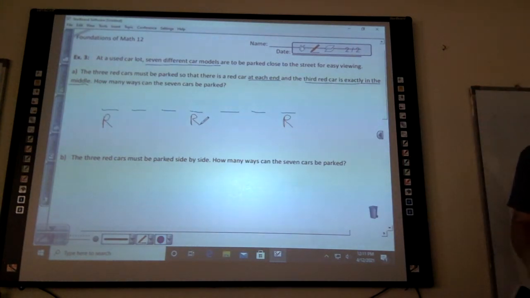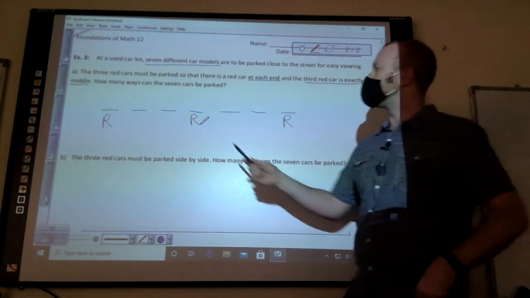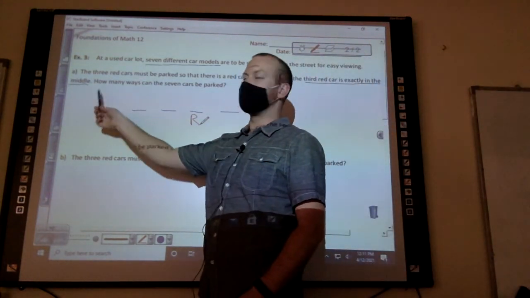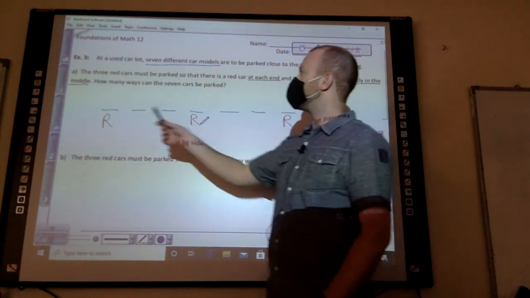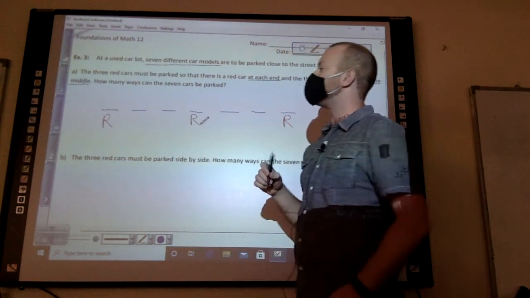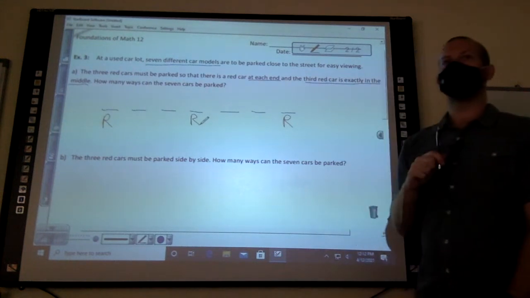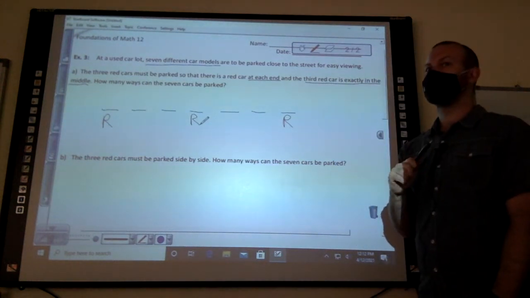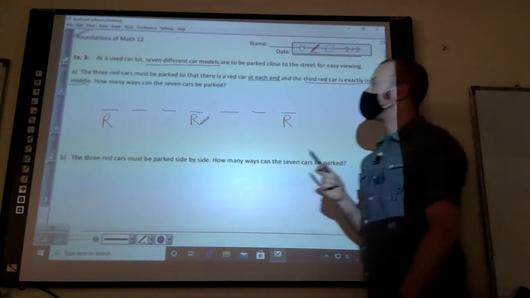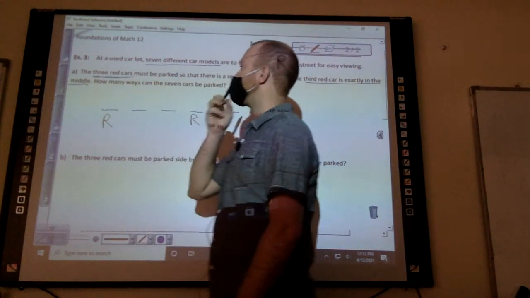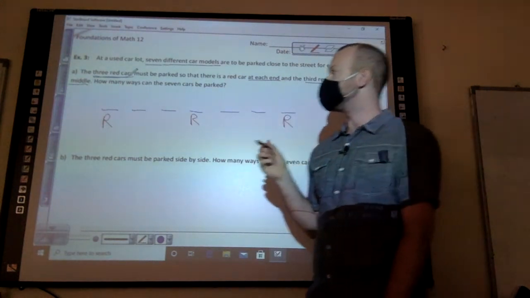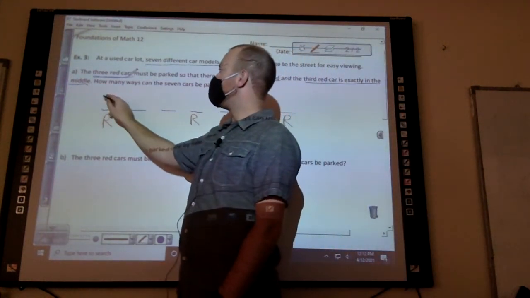So if I look at this, let's deal with the red cars first. How many options do I have for putting a red car here at the first spot? I'm just putting 1 car here, but I've got 3 red cars to pick from. So the number of options I have here is going to be 3.